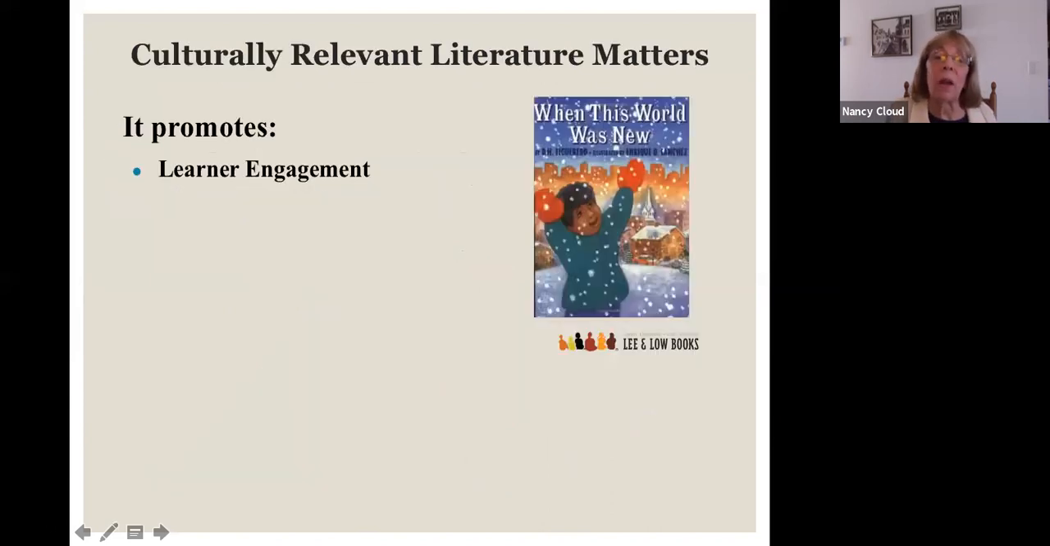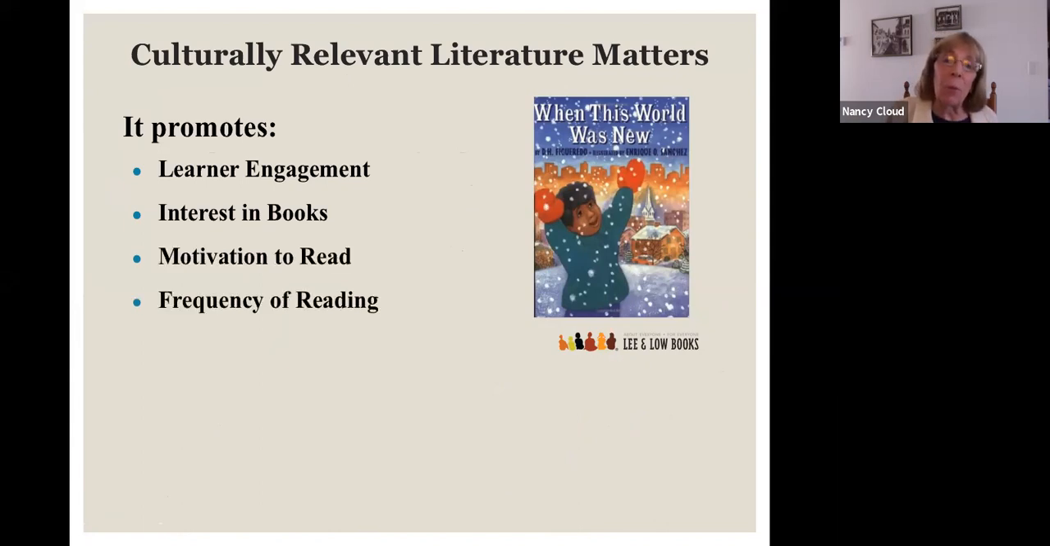So we need a lot of culturally relevant literature in our programs. Why? Because it promotes learner engagement. It promotes interest in books. When I see someone on the cover that looks and feels like me, and I start to get in the story and it looks and feels like me in my world, I have a lot of interest then in books. And I feel more motivated to read, and I might read more frequently, and my family might enjoy the book.